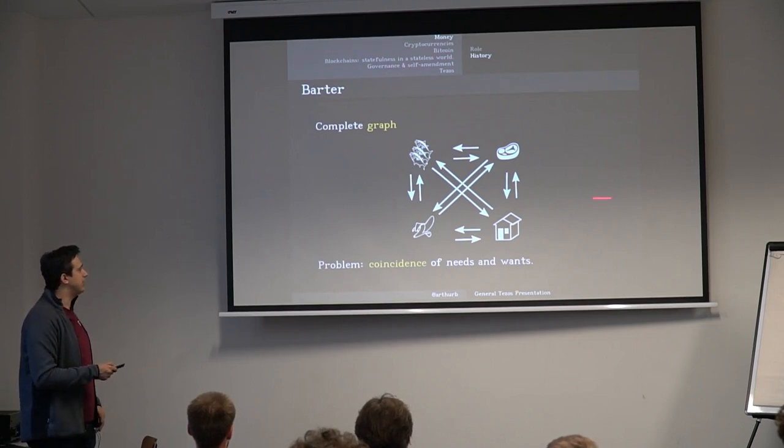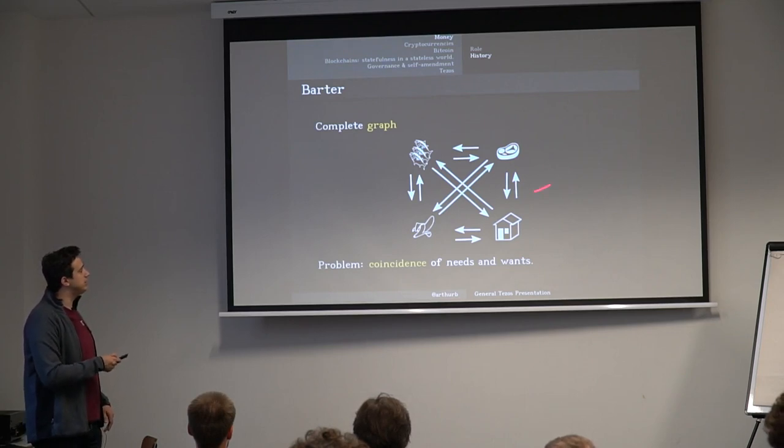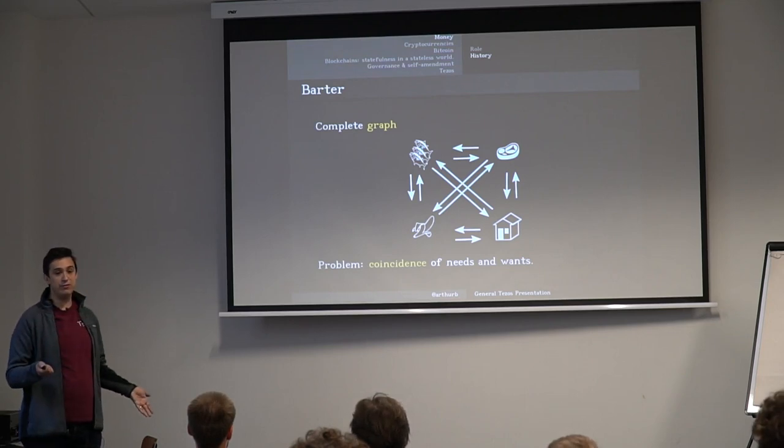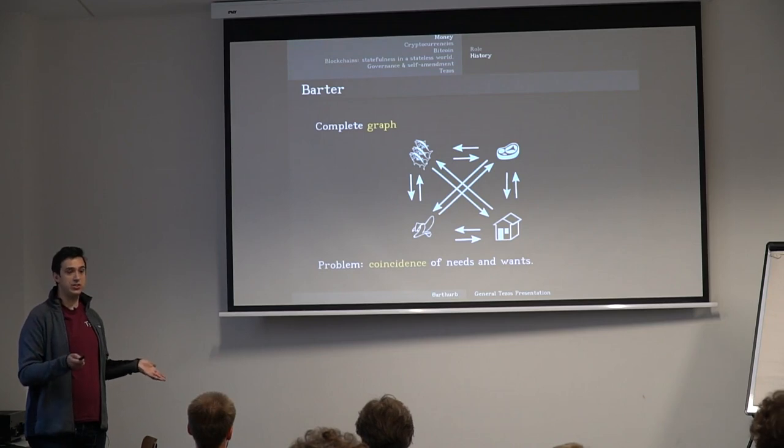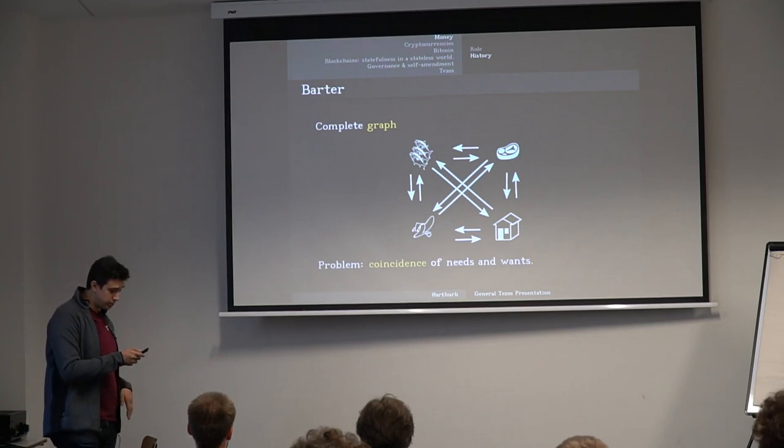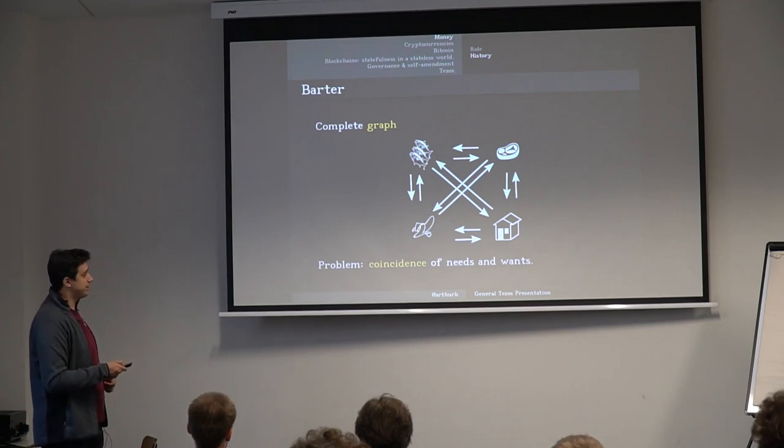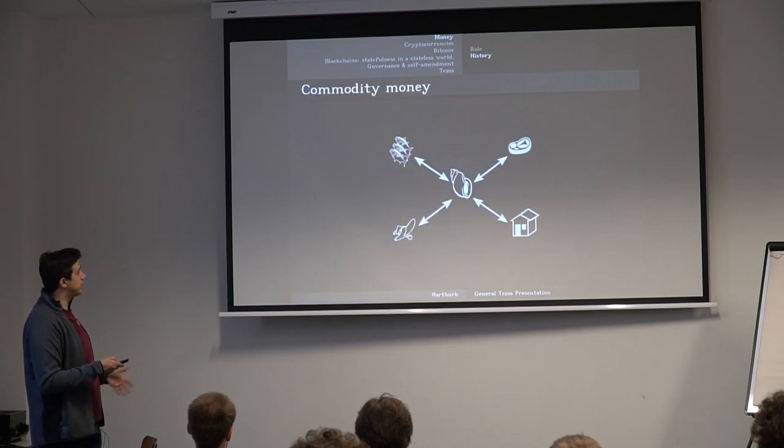We need to go and find a third person who has a house and do like a triangular trade. It's complicated to route around this graph, because not all the edges are present. And so the solution to that problem, as I was saying, is you introduce commodity money.